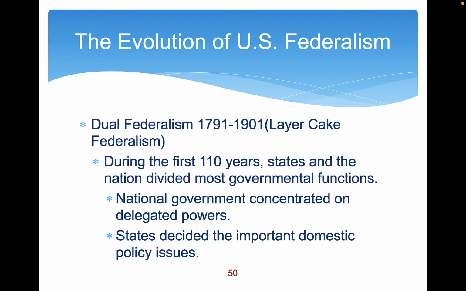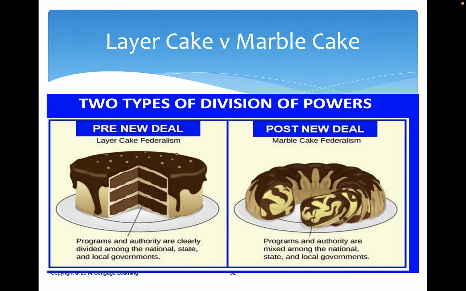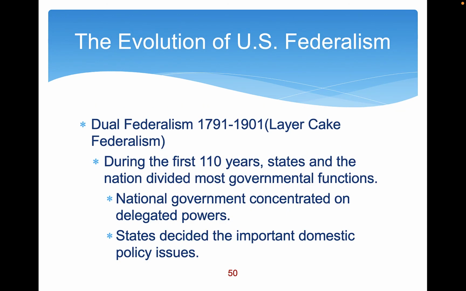So for about the first 110 years of our country, we had what was called layer cake federalism, where the national government would concentrate on those delegated powers in the Constitution, and the states would decide the more important domestic policy issues. All right.